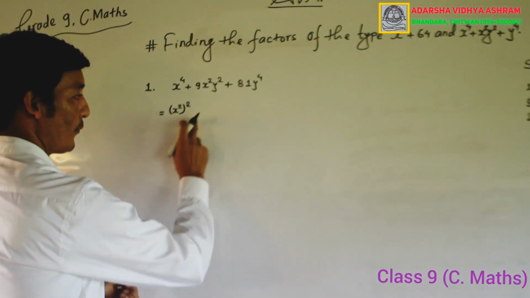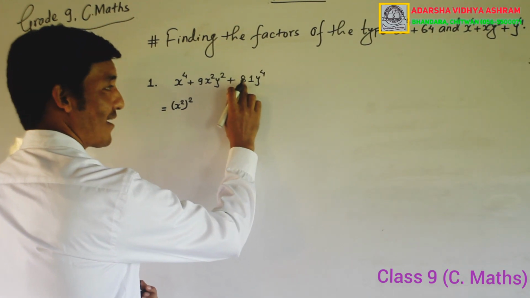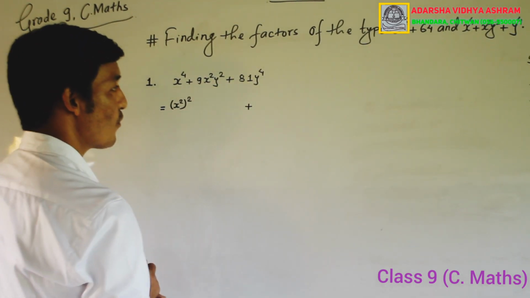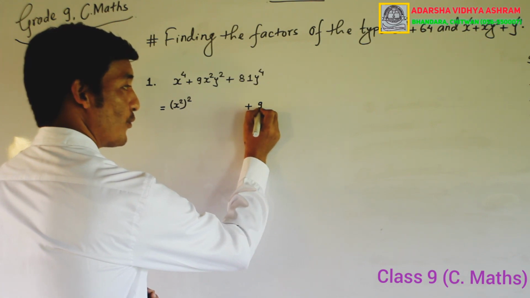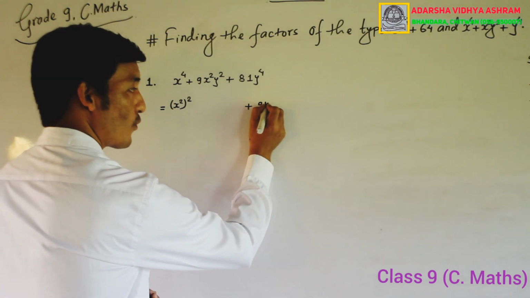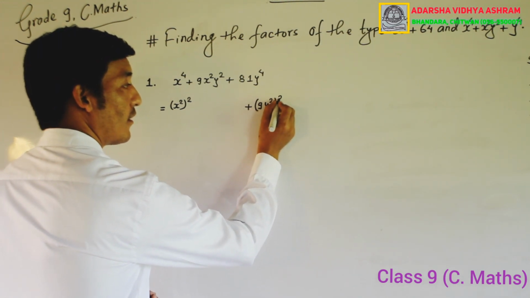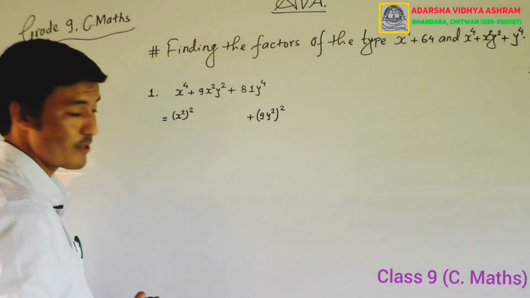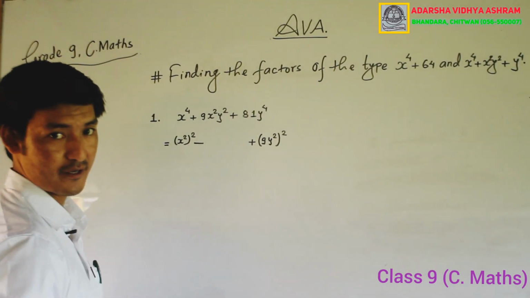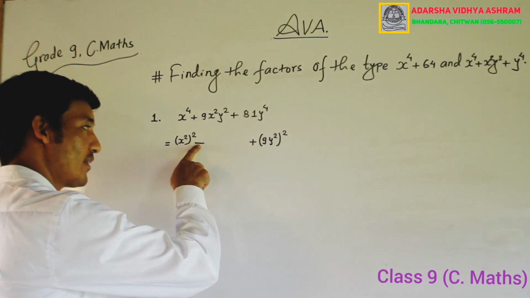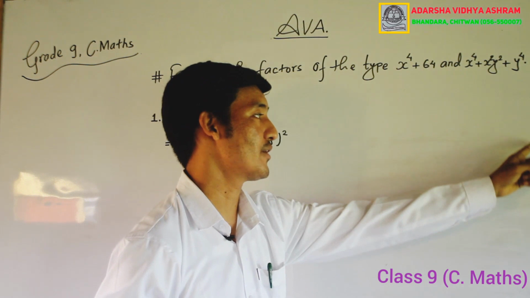Okay, and we leave some space here, then we go to the last term. That last term is given 81 y to the power 4. 81 means 9 square, so we can write 9, then y square, and by putting the whole square, that becomes 81 y to the power 4. And in the middle we can think of a minus at first. If it does not work, then we can put plus, similar to structures 1 and 2.